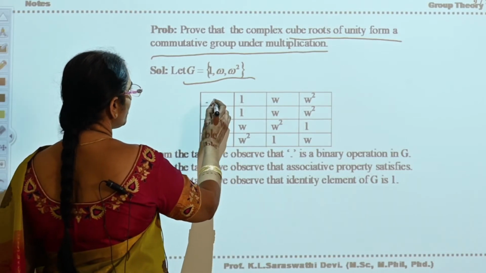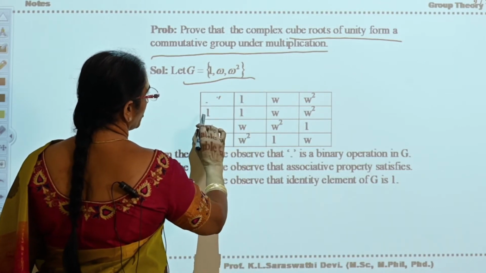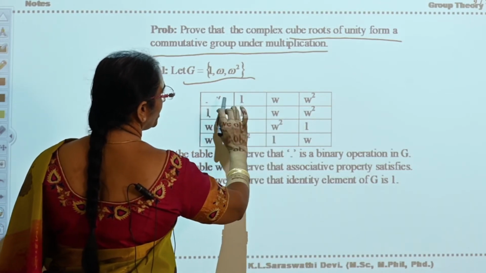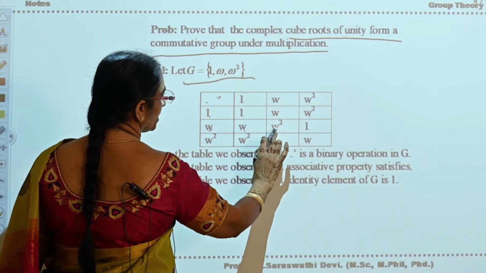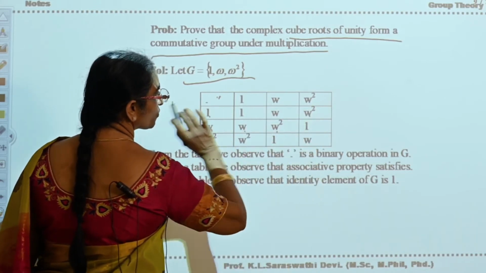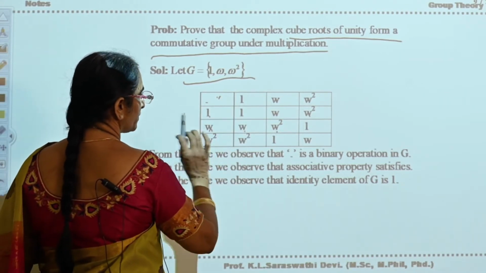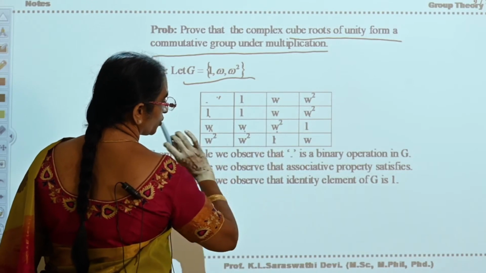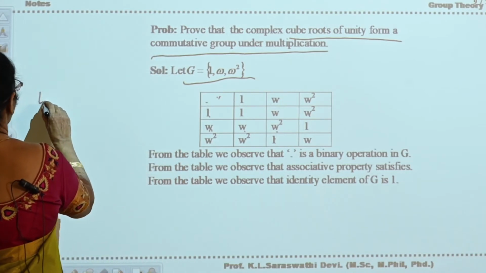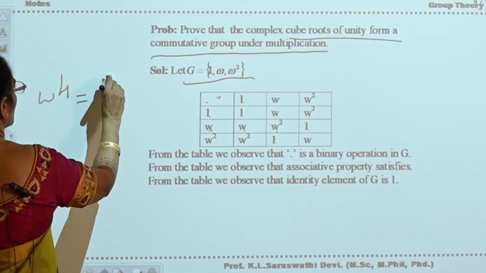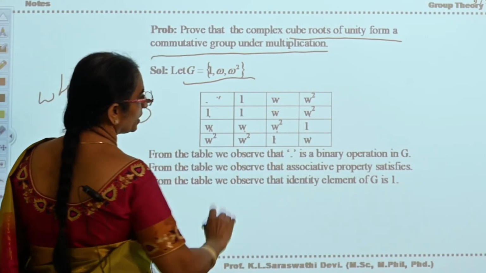Here, with respect to multiplication, dot is the operator. 1 into 1 is 1. 1 into omega is omega. 1 into omega square is omega square. Omega into 1 is omega. Omega into omega is omega square. Omega into omega square is omega cube. But omega cube is 1. Okay. Similarly, omega square into 1 is omega square. Omega square into omega is omega cube, and omega cube is 1. Again, omega square into omega square is omega to the power 4. Omega to the power 4 can be written as omega cube into omega. Omega cube is 1. This is 1 into omega. That's why I have written here omega.